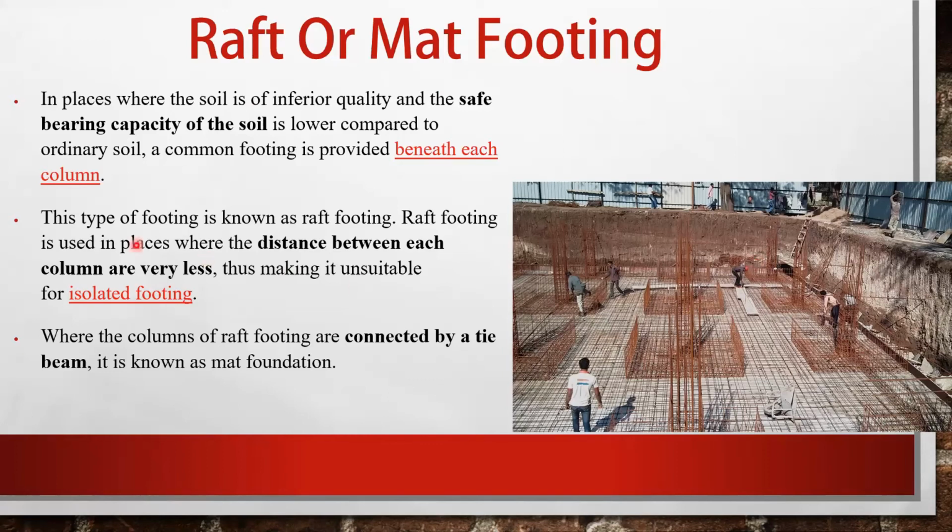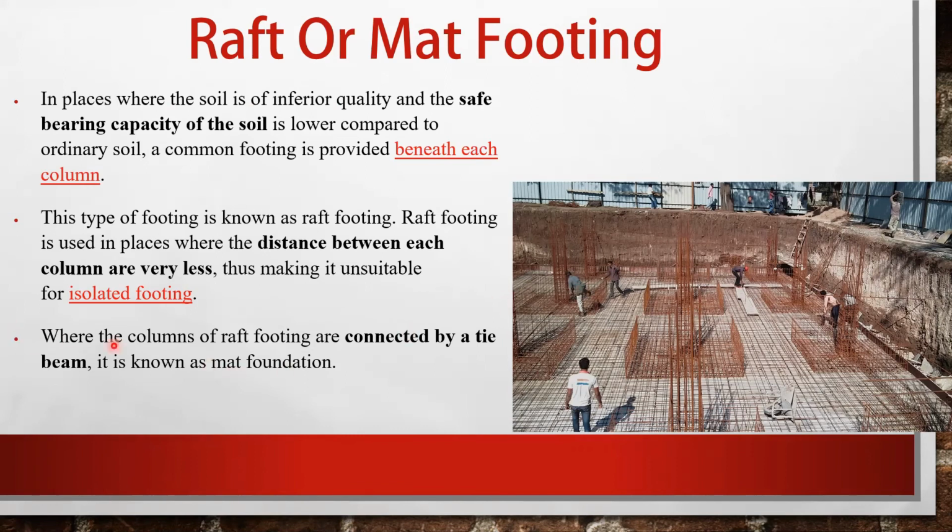This type of footing is known as raft footing. Raft footing is used in places where the distance between each column is very less, thus making it unsuitable for isolated footing. So if the distance between the two columns is less, then we can't go for the isolated footing as the steps are going to overlap over here. So we will go for this type of footing, that is the raft footing.